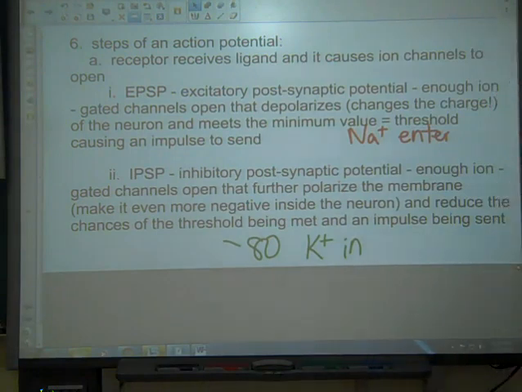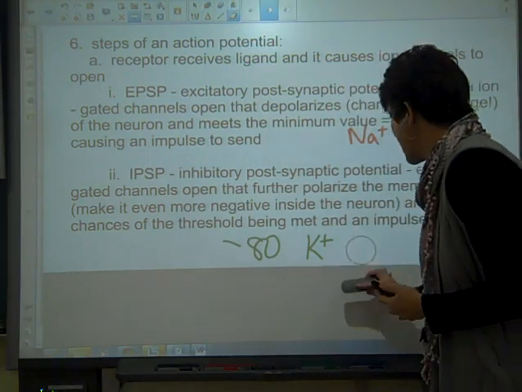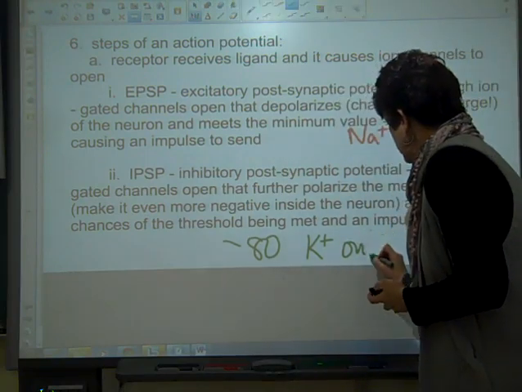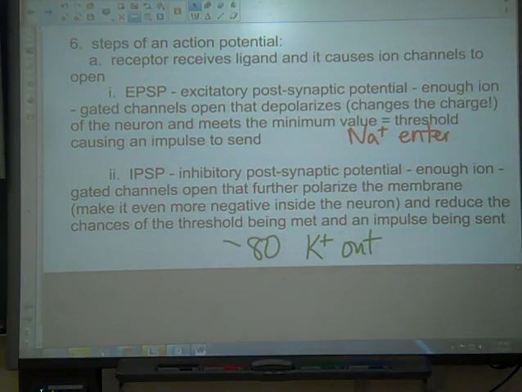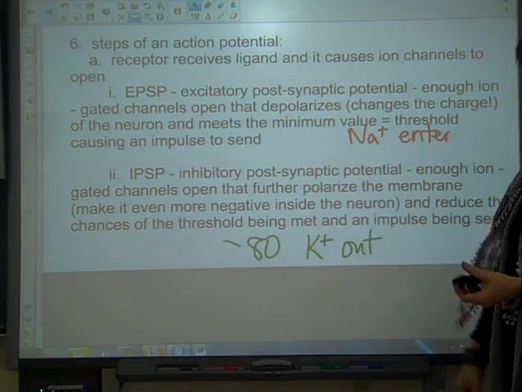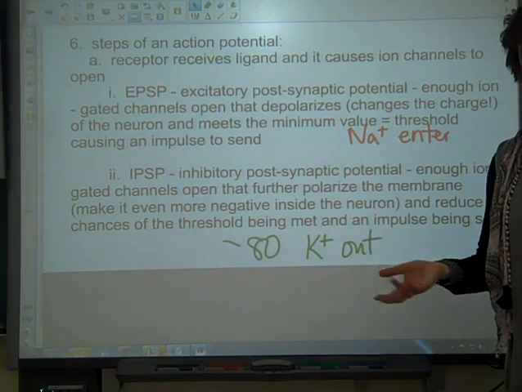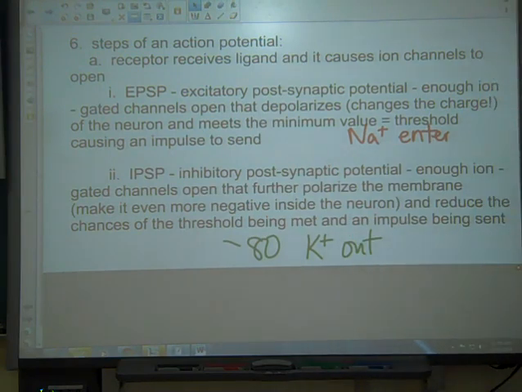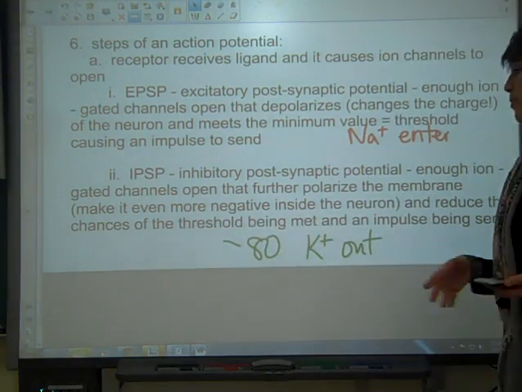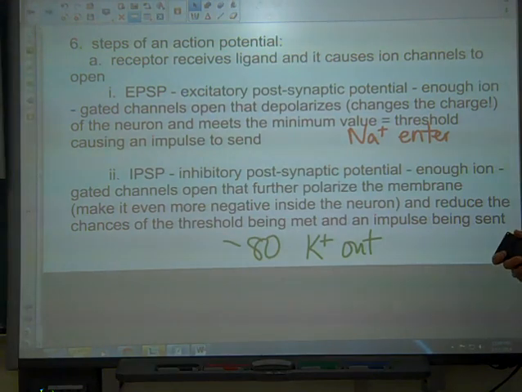So if we have more sodium going in, oh, I'm sorry, I don't mean in. If we have more sodium going out. Oh, all right, if the potassium is going out, then it's losing some of the positive that were inside of it. So if the potassium is going out, but the sodium is not going in, it becomes even more negative on the inside. So maybe it could go from -70 to -80. That reduces the chances of the threshold being met and an impulse being sent.